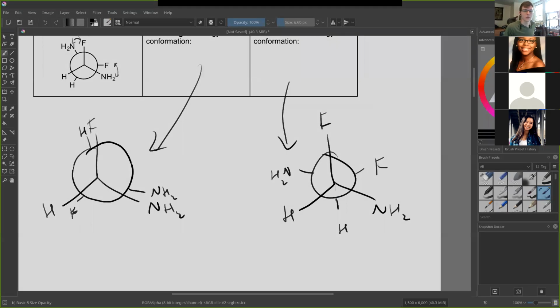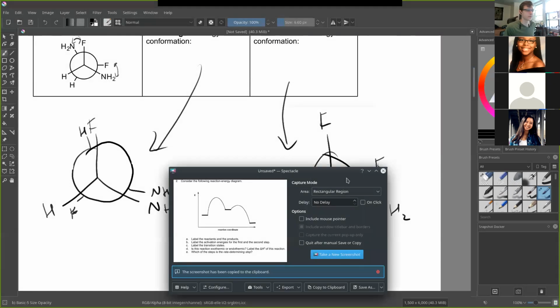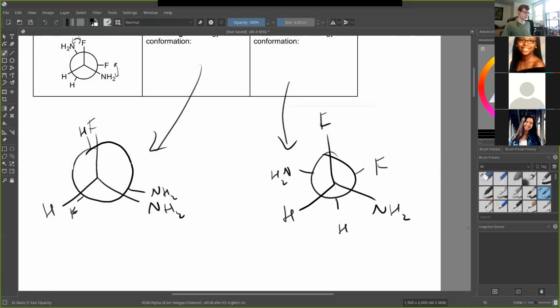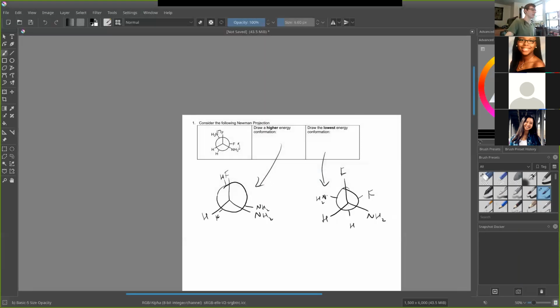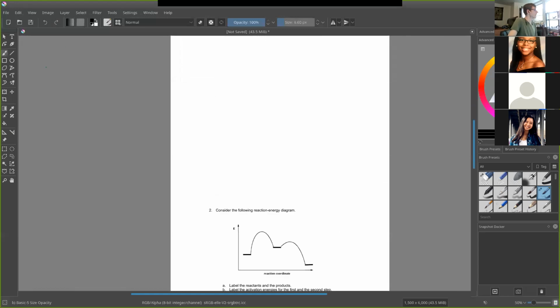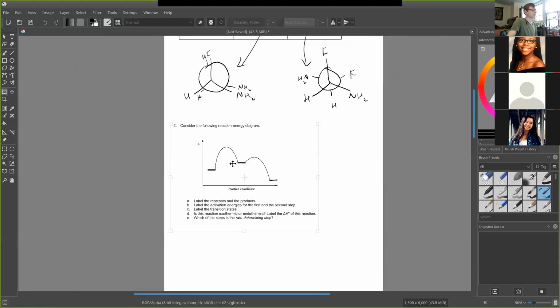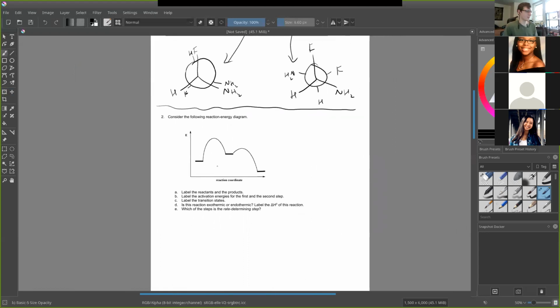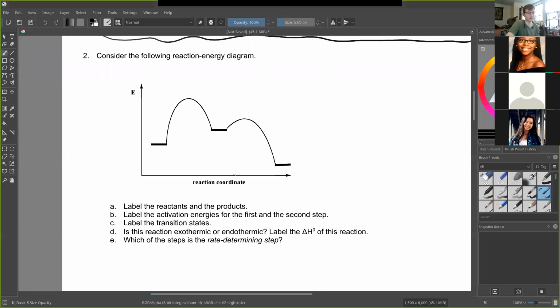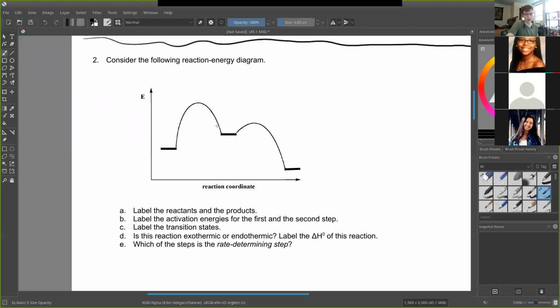We get this next one. Okay, this is one of those common things that you might be asked about, where you're given one of these reaction diagrams with intermediates, and you're asked to fill in. Okay.